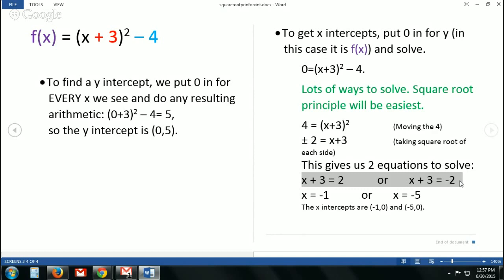For both of these, let's just move the 3 across by subtracting. Subtracting 3 here, 2 minus 3 gives me negative 1. Subtracting 3 over here, negative 2 minus 3 gives me negative 5. Now, these are the solutions for x, but if they are x-intercepts, the y value of an x-intercept is always 0. Remember, that's what we substituted for y back at the start of the problem. So our 2 x-intercepts then are (negative 1, 0) and (negative 5, 0). That's where we're crossing the x-axis.